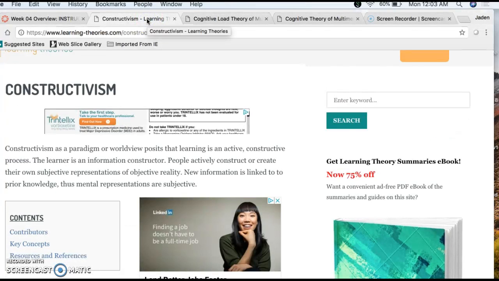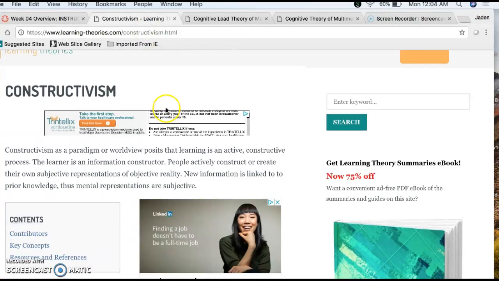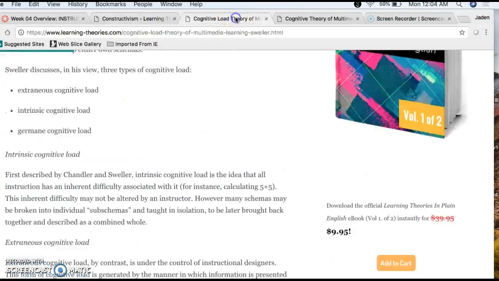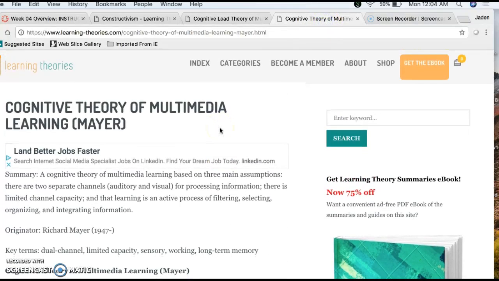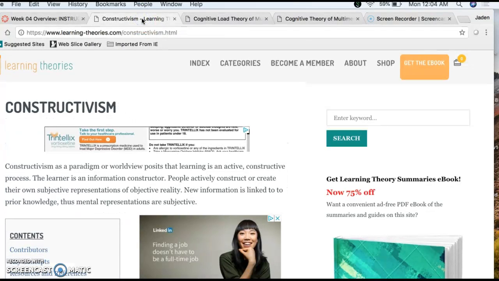Hello, today I will be discussing three theories and their main points. The very first one being constructivism, the next one being cognitive load theory, and the last one being cognitive theory of multimedia. For constructivism, it expresses that learning is an active, constructive process, basically that learners construct knowledge for themselves, and each learner individually constructs a meaning as they learn.